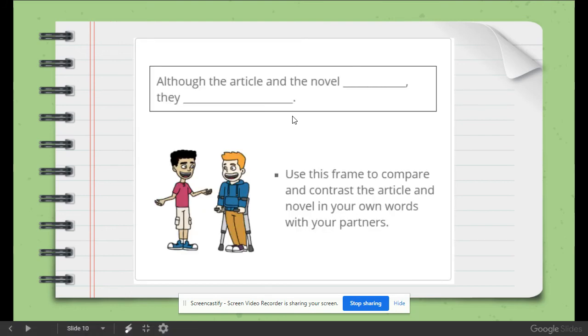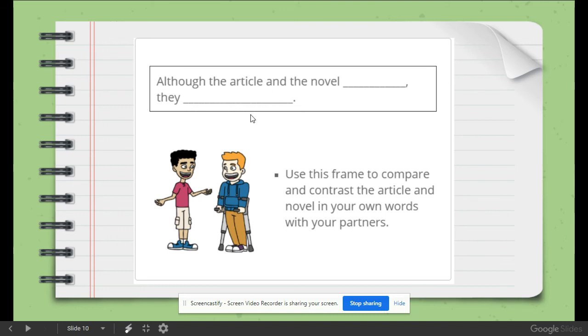And then finally, what you're going to do is you're going to look at completing a sentence very similar to this. Use this frame to compare and contrast the article and novel in your own words. And I want you to compare The Lost Girls of Sudan to A Long Walk to Water, because that's what your essay is about. And the sentence that you create, you could actually use as the first paragraph of your conclusion when you write it.